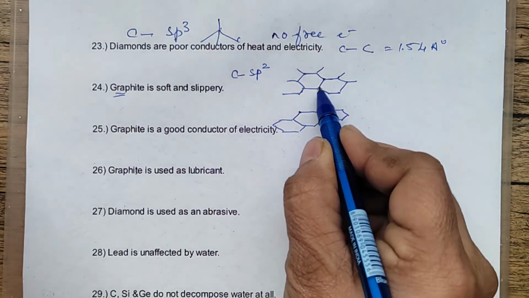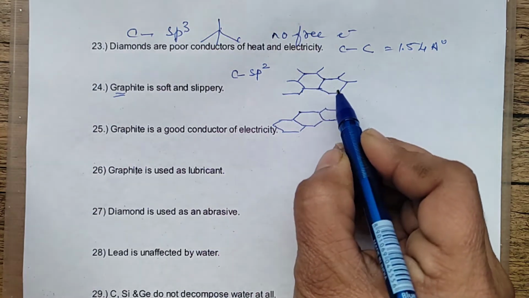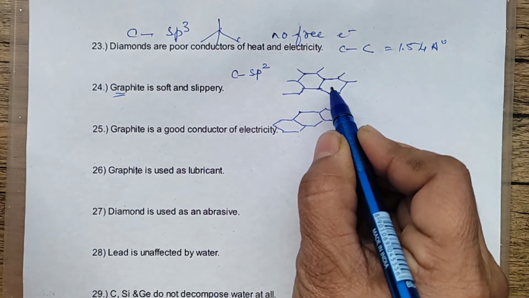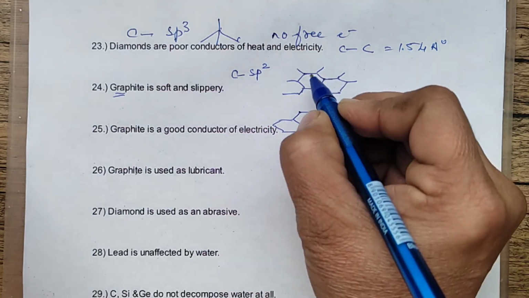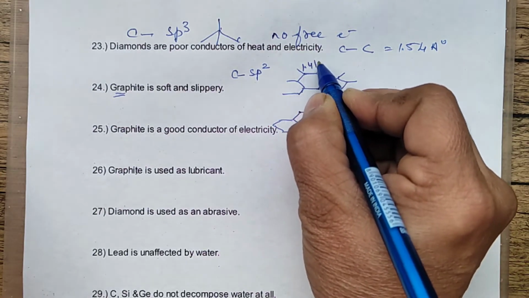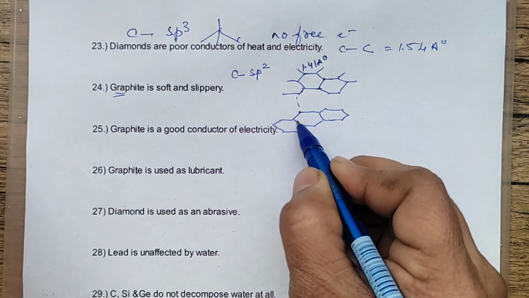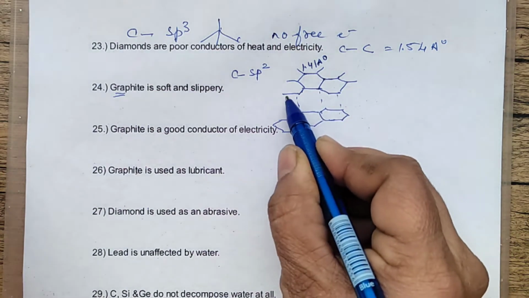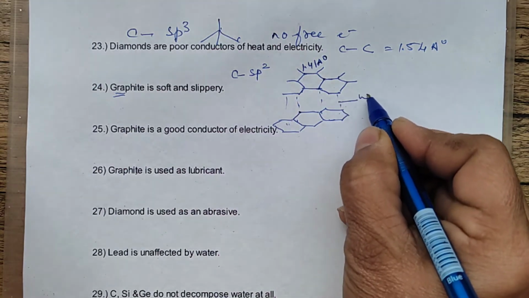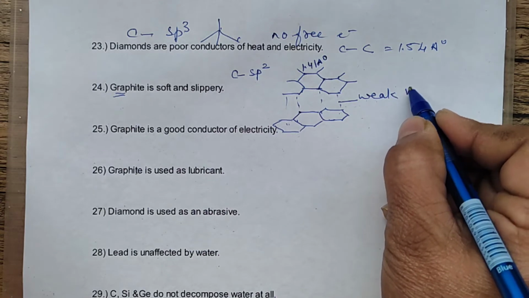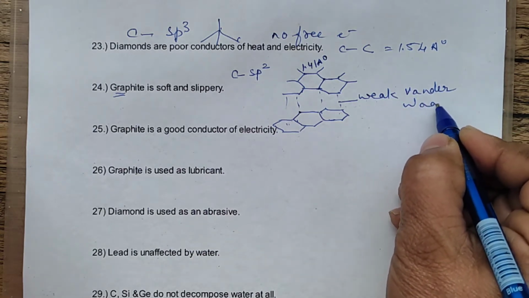This carbon in the ring is surrounded by 3 carbon atoms, so that means the angle is 120 degrees. And if you check, the bond length over here is 1.41 angstrom. But if you check the bond between the hexagonal rings of one layer and another layer, there are weak van der Waals forces of attraction.